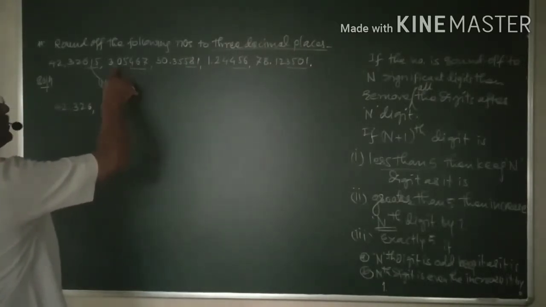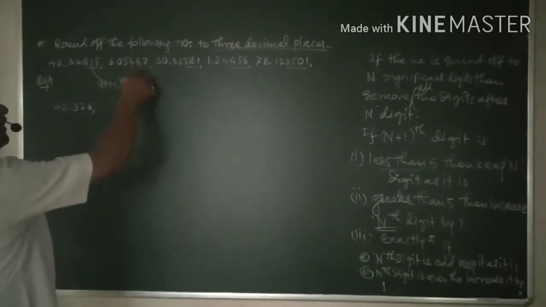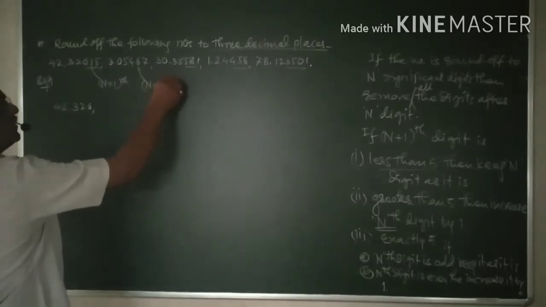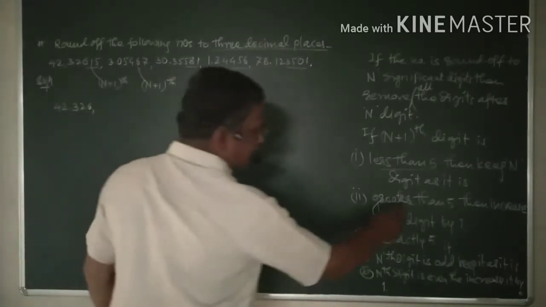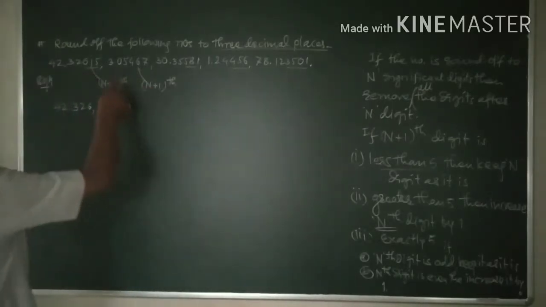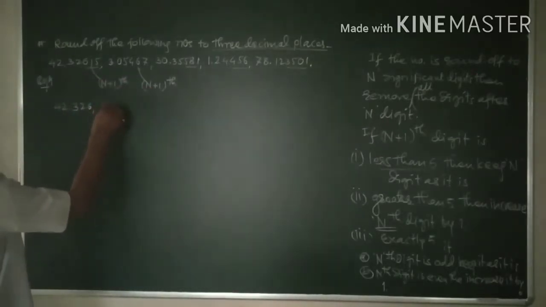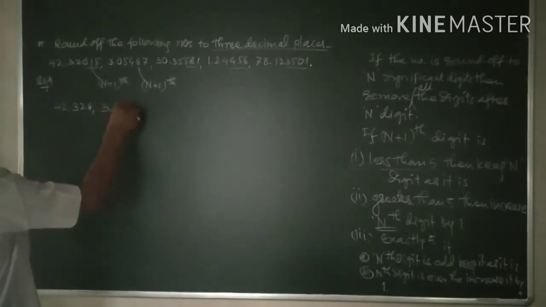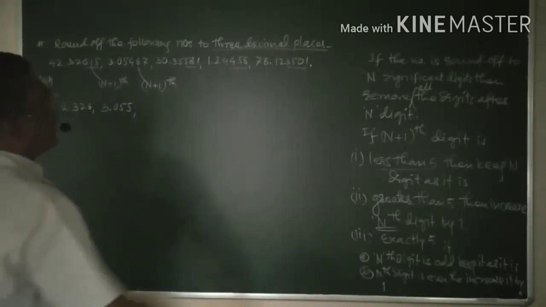Well, now let us go for this one. 0, 1, 2, 1, 2, 3. Here the n plus 1 digit is this one, right? This is 6, which is greater than 5, and therefore increase the nth digit by 1. Therefore, what happened to this one? 3.05, and instead of 4, you can have here 5.